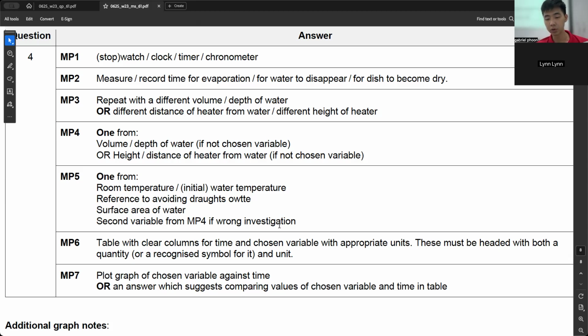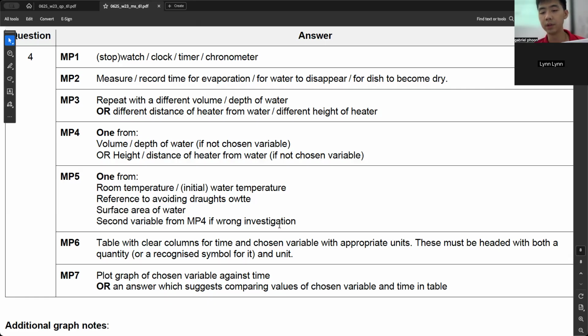Use a retort stand to measure 2 cm differences with a ruler from the surface of the water to the heater. Turn the heater on, start the stopwatch, stop when all evaporated, record the time taken, and repeat steps 1, 2, 3. Then repeat the experiment 3 times to obtain a more accurate result. Make sure the surrounding temperature is the same by measuring with a thermometer, and the surface area of the water is the same.